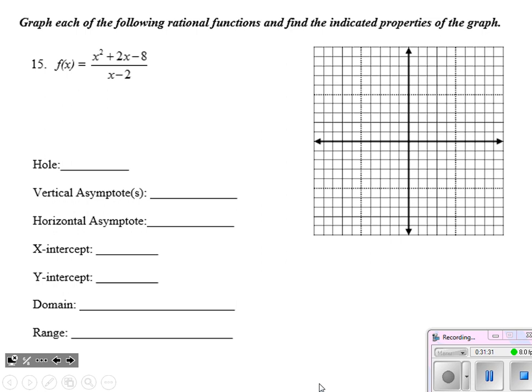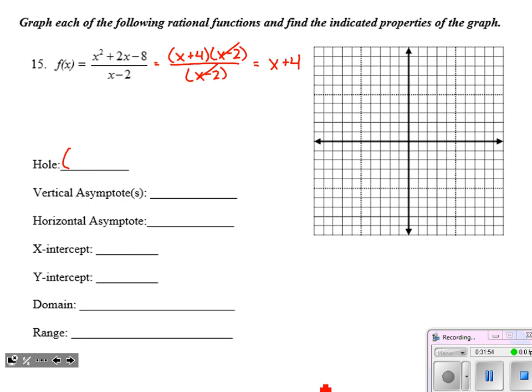Let's get after it. So the first thing we need to do, does anything factor and cancel? Here I've got x plus 4 times x minus 2 in my numerator. Denominator is x minus 2. Hey, we get a cancellation. That function's really the line x plus 4, but something produced a 0 over 0 along the way.